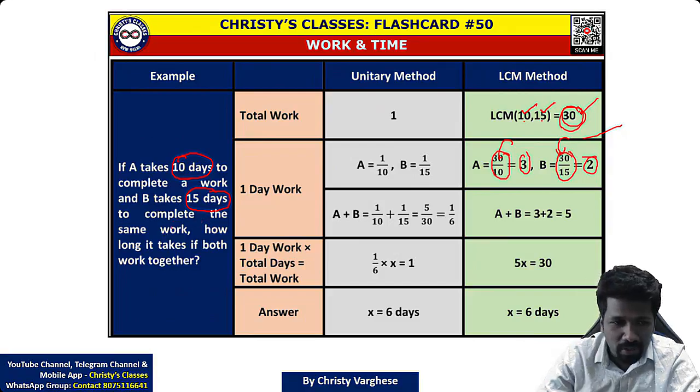Question में लिखा है दोनों एक साथ काम किया. Both of them are working together. Together means A will eat 3 chocolate per day, B will eat 2 chocolate per day. So A plus B will eat, A and B together will eat 5 chocolates. In unitary method also we added that, but it was a fraction.